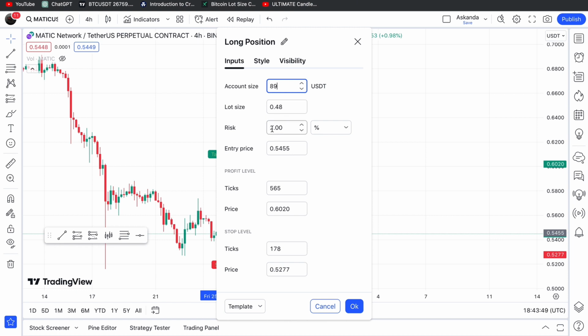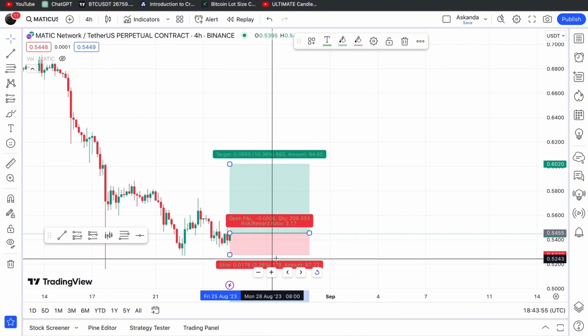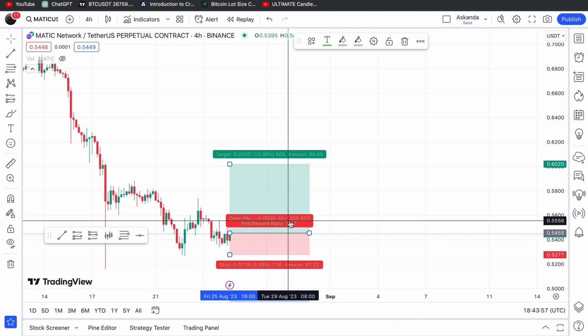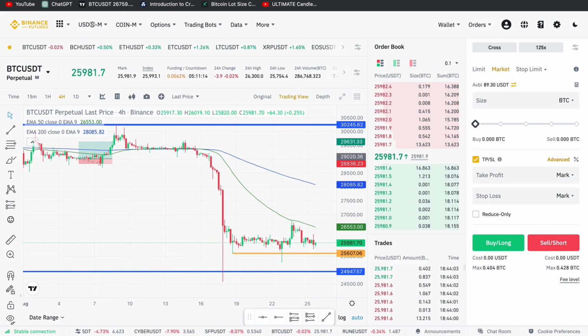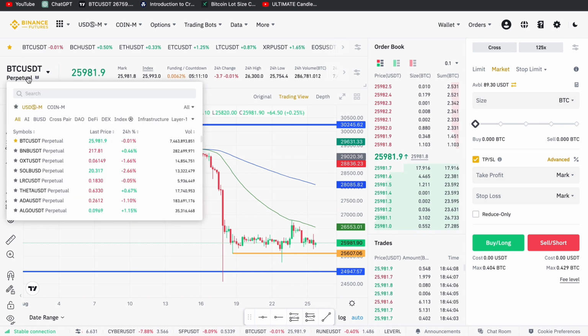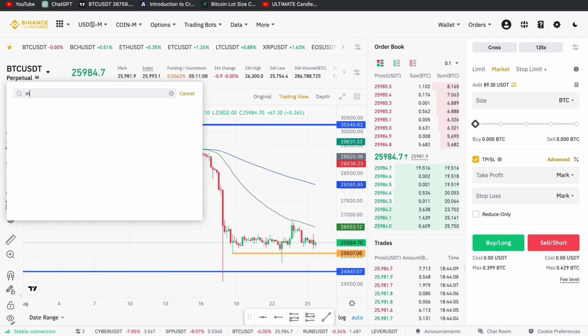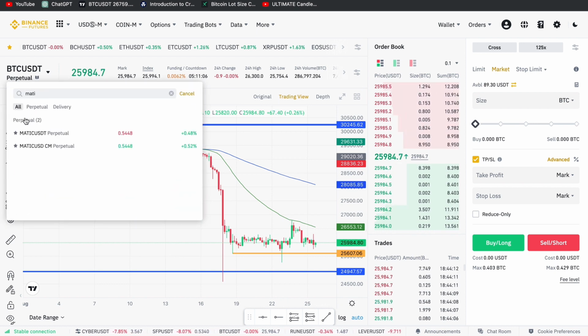Then we want to risk 2% of our account, so we are going to click on cost. When we click on cost, we are supposed to enter 208.33 inside of our Binance trade. So we'll go to Binance here. Because we are going to trade Matic, we search for Matic here. So just search for Matic. Okay, so we have Matic perpetual.